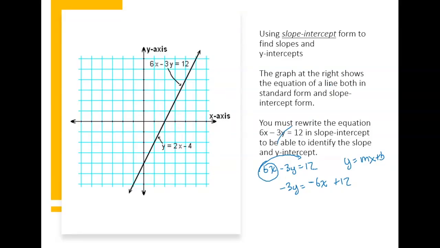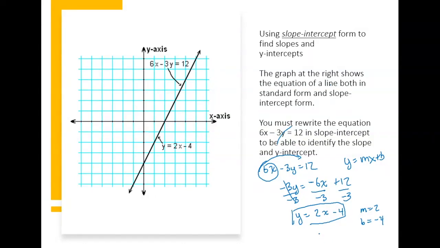Or you could have started by saying 12 minus 6x. It's the same thing, but I just put the 6x first. So negative 6x plus 12. Then I need to get rid of this negative 3. In order to do that, I have to divide by negative 3, but I have to do it to every term, right? I can't just divide the negative 6 by 3 and not do the 12. We have to do both. So negative 6 divided by negative 3 is 2x, and positive 12 divided by negative 3 is subtract 4. So now we have it in y equals mx plus b form, and we're done. So now I can say that my slope is 2, and my y-intercept, or my b, is negative 4.